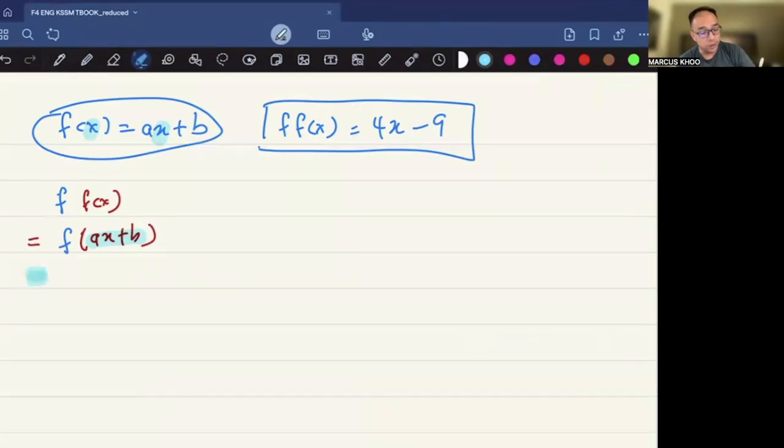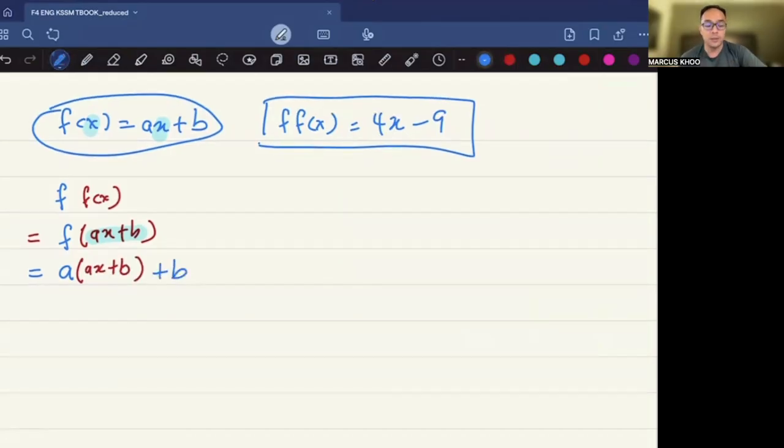So this will give us a, and what is our object now? Our object is ax plus b. So a(ax plus b), and then I'm going to finish this like that. Then after that, simplification: a squared x plus ab plus b.